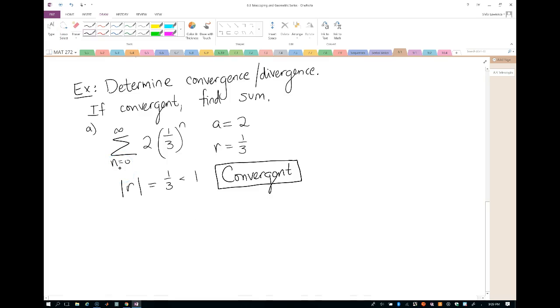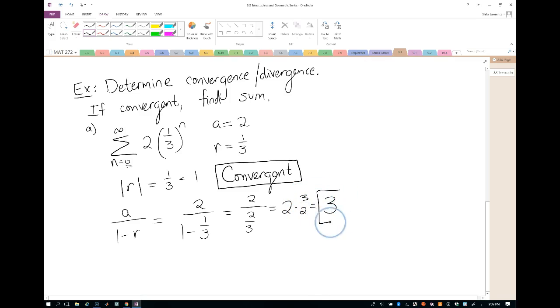This one starts at n equals 0, so we could use our original sum formula to calculate the sum, which is a over 1 minus r. So the a value is 2, and then we've got 1 minus our r value, which is 1/3. So 1 minus 1/3 is 2/3, and then instead of dividing by that 2/3 fraction, I will flip and multiply, and we get 3. The sum of this geometric series is 3.